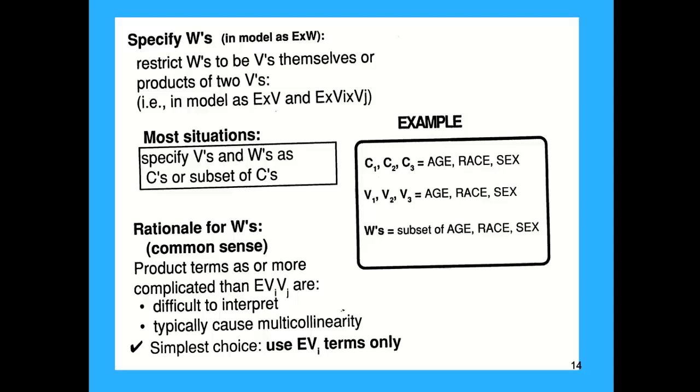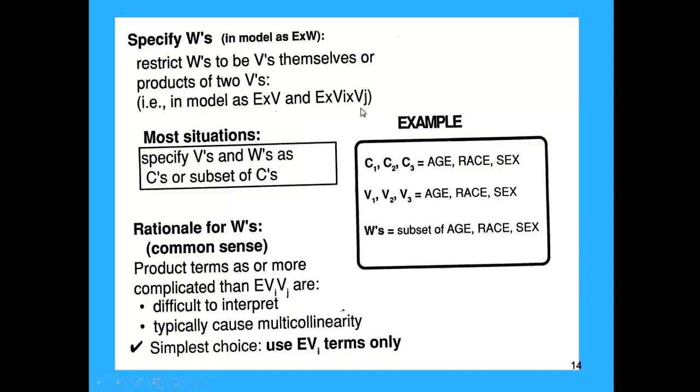But does it mean you can't do it? There's nothing you can't do. If you want to have E times age times race times sex, you can do it, but you're asking for some trouble. You have to decide, if I put that in, can I make sense out of it? And is it going to cause me problems with collinearity or with any of the testing I want to do to figure out what the best model is? This is just a way of simplifying it. In fact, it's probably not a good idea even to have products of E times two V's. The simplest thing is to have E times a V.